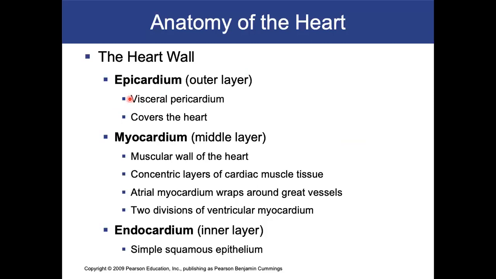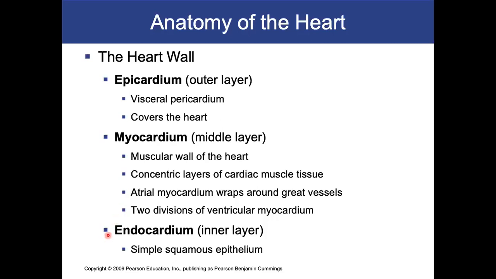Myocardium is the middle layer. Myocardium is actually all contractile tissue, so it's all cardiac muscle cells. It's concentric layers and they're organized in a pattern for cardiac muscle cells. You have atrial myocardium that wraps around great blood vessels, and then you have two divisions of ventricle myocardium, and I'll show you a picture in a minute.